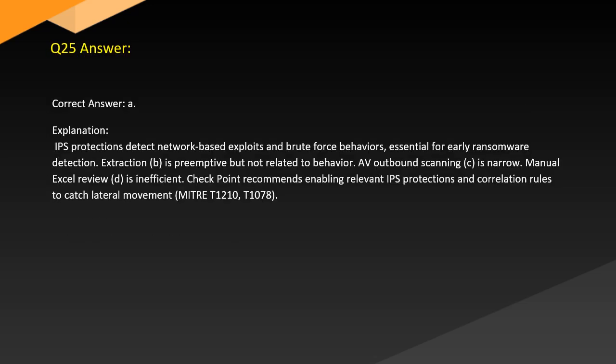Answer. Correct answer: A. Explanation. IPS protections detect network-based exploits and brute force behaviors essential for early ransomware detection. Extraction, B, is preemptive but not related to behavior. Outbound scanning, C, is narrow. Manual Excel review, D, is inefficient. Checkpoint recommends enabling relevant IPS protections and correlation rules to catch lateral movement.